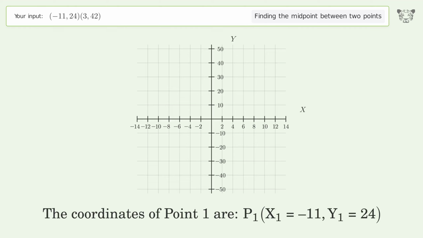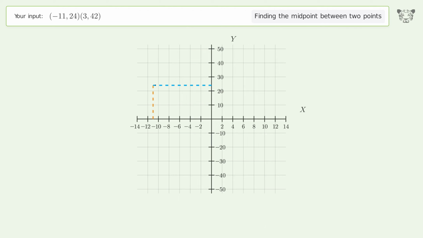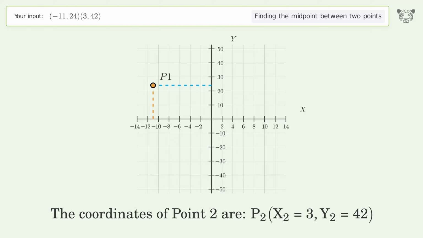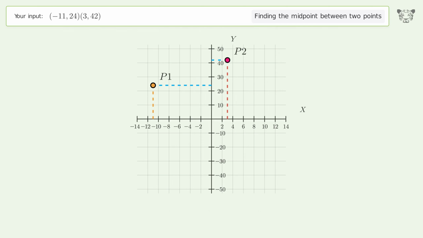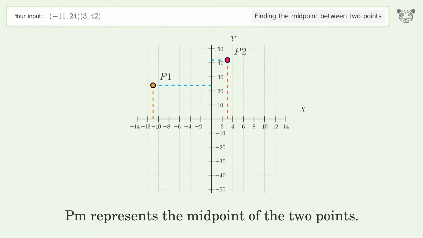The coordinates of point 1 are, x1 equals -11, y1 equals 24. The coordinates of point 2 are, x2 equals 3, y2 equals 42. PM represents the midpoint of the 2 points.